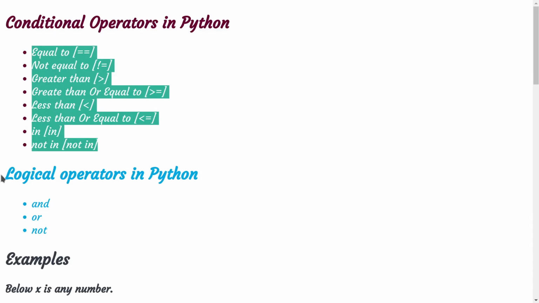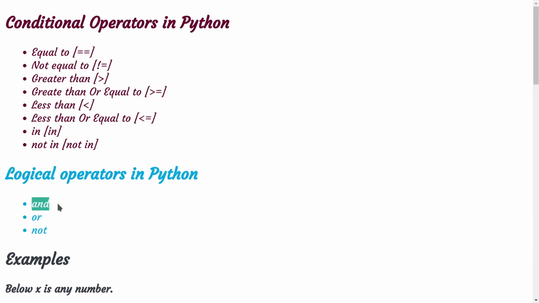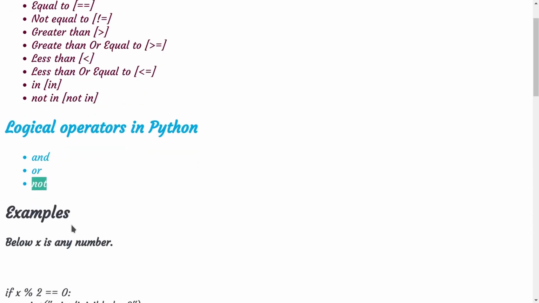Next are logical operators in Python, which are used to combine multiple conditions. And is used to tell Python that all the given multiple conditions separated by and must match, or is used to tell Python that any one of the given multiple conditions separated by or should match. Not is used to negate the condition, such as a number not in a list, a character not in a string. Let's see a few examples of if-else condition.